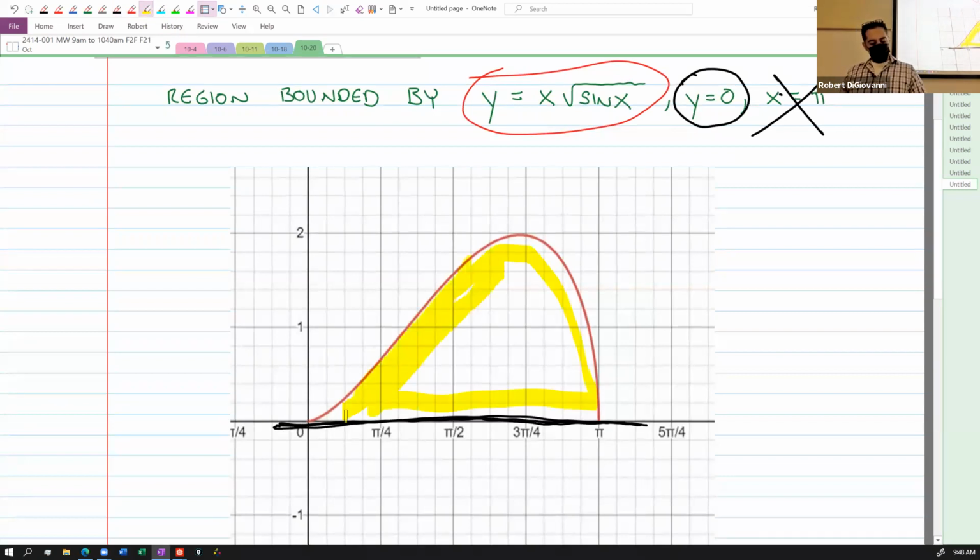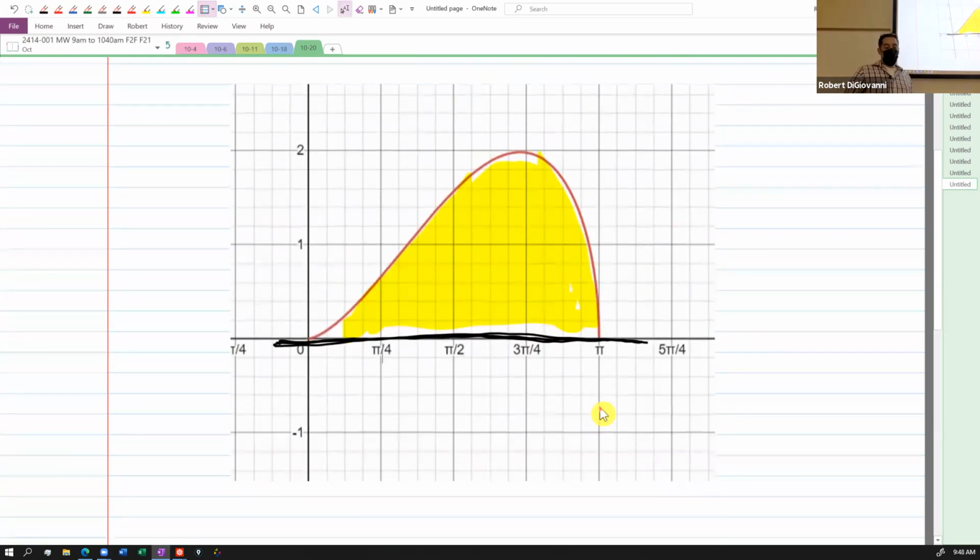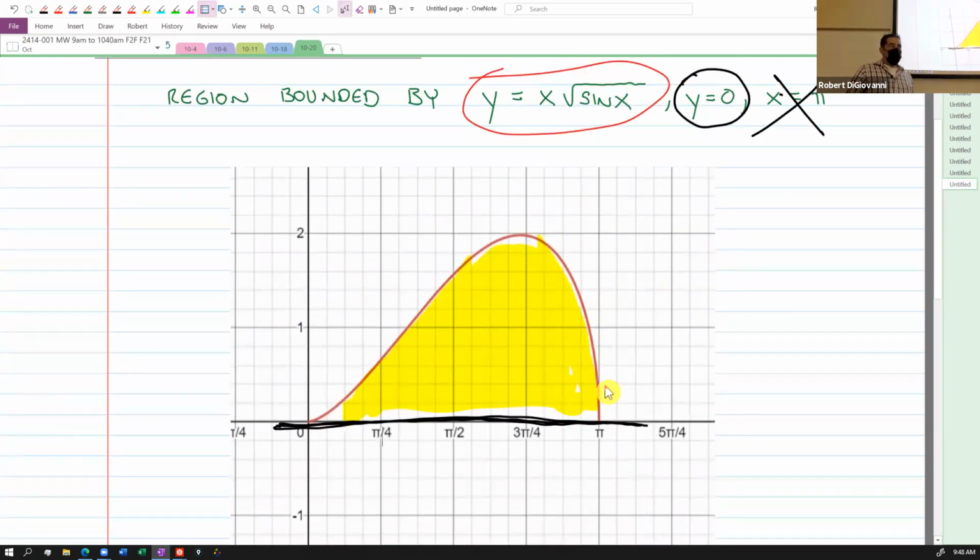Now, if I asked you to wrap this around the x-axis, just like the previous problem, you can do that, yes? In terms of the rectangle that you want to use, what type of rectangle are we going to use here? Vertical or horizontal? Vertical, right? Because this is definitely a function of x. And so my rectangle on the inside would go like this.